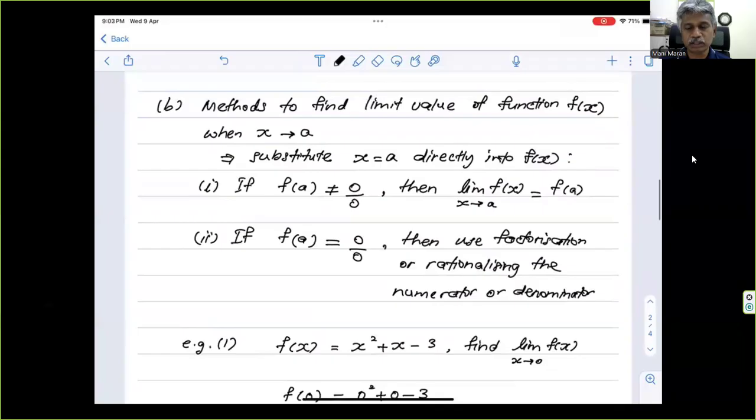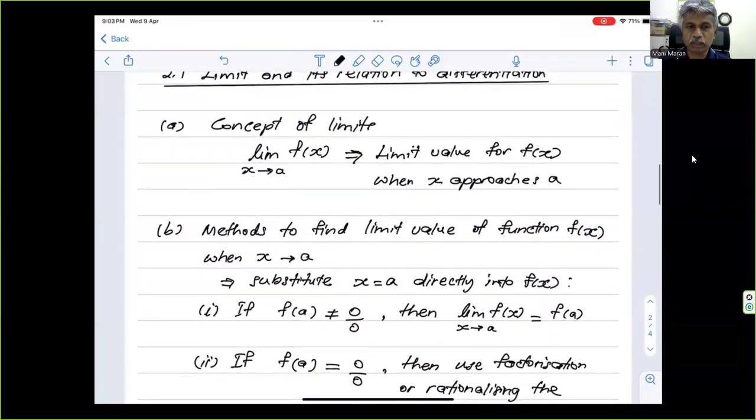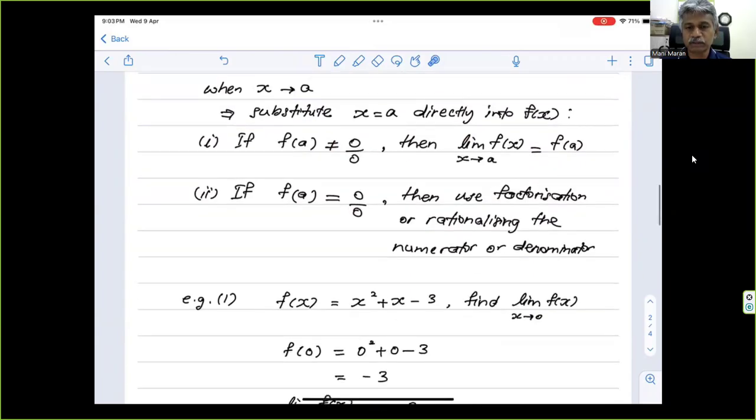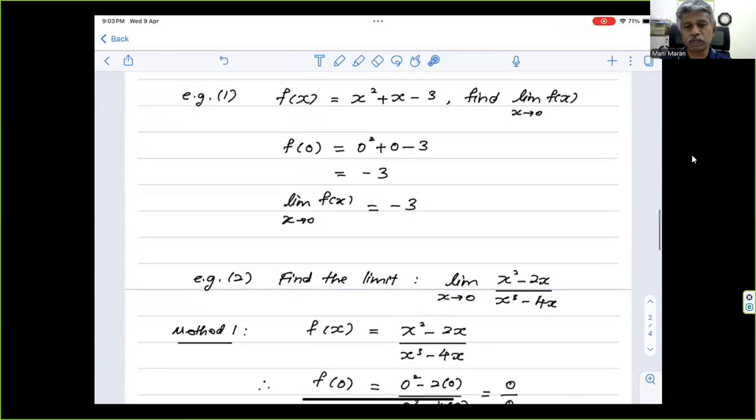And then what we learned is that the concept of limit is given by this function here when x approaches a. And then we do direct substitution. If you get 0 divided by 0, we call this indeterminate. If it is not indeterminate, then you can find the limit by direct substitution. If it is 0 over 0, this is where we need to either factorize or rationalize the numerator or denominator.